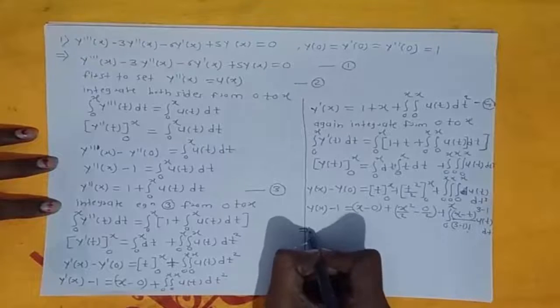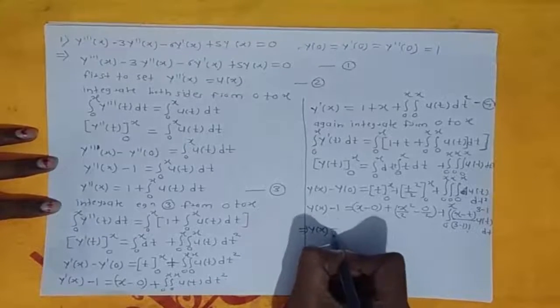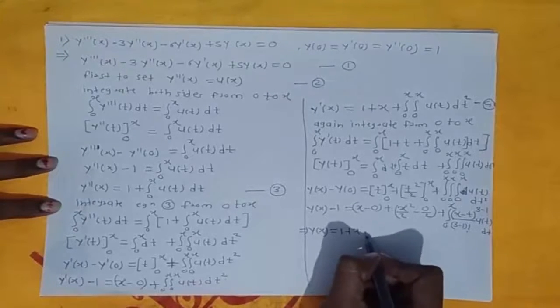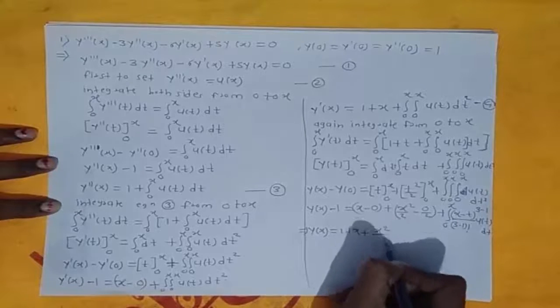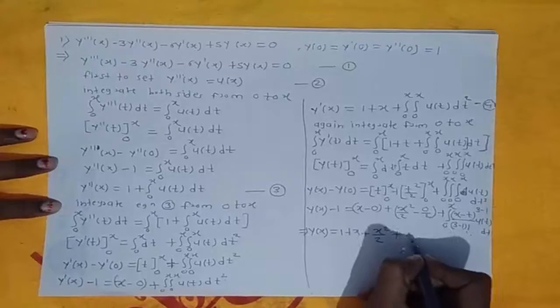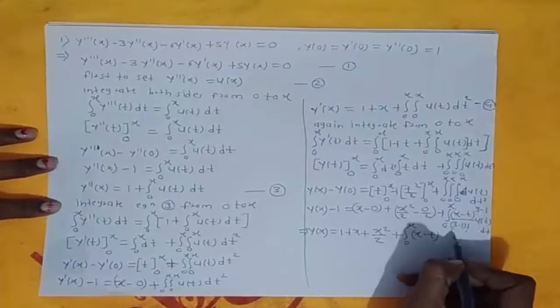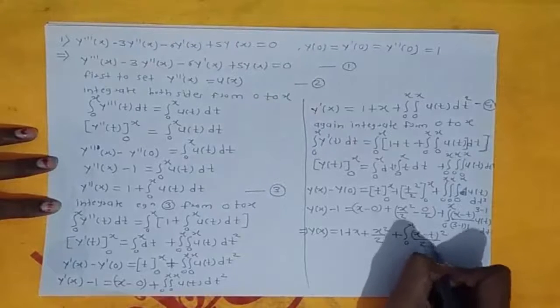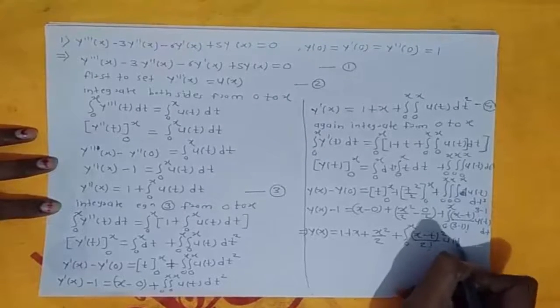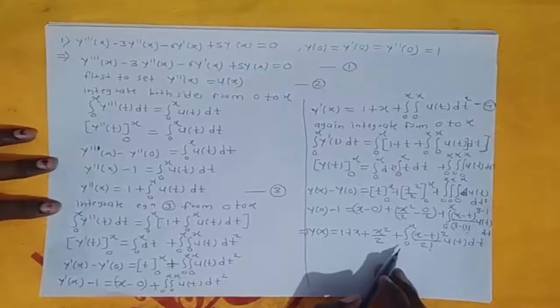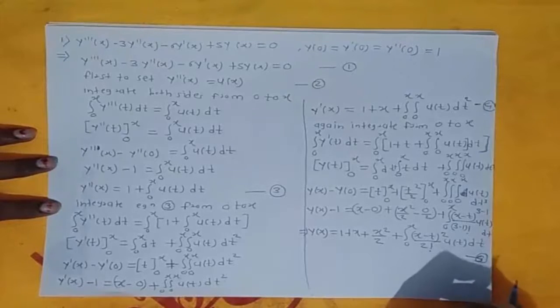That is y of x is equal to, we shift this one on this side, that is 1 plus x minus 0 will be x plus x square divided by 2 plus, here we get 0 to x, (x minus t) raised to 3 minus 1, that is 2, divided by 2 factorial into u of t dt. This is the value of y of x. Take it as equation number 5.